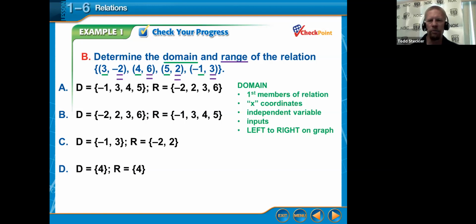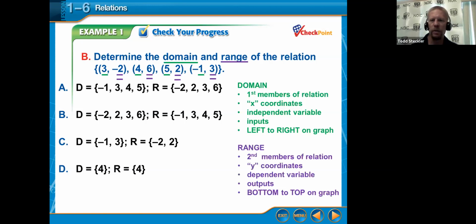Let's take a look at range. And so I'm going to put 5 bullet points for what range is as well. The range refers to the second members of a relation. As you look at these 4 ordered pairs, the second member of each ordered pair is double underlined in purple, and those numbers are -2, 6, 2, and 3.